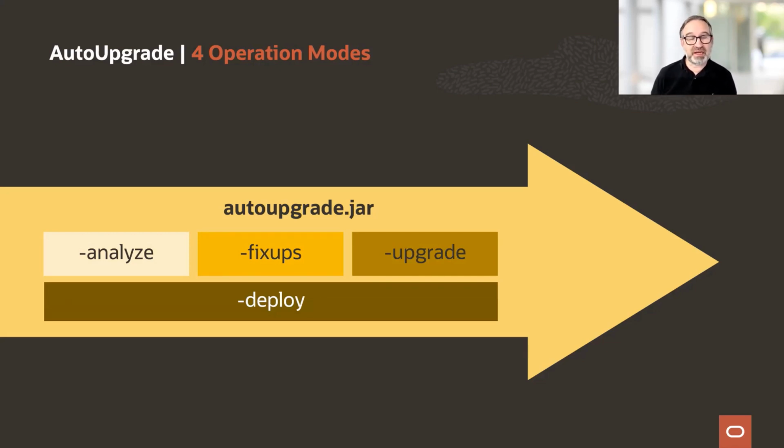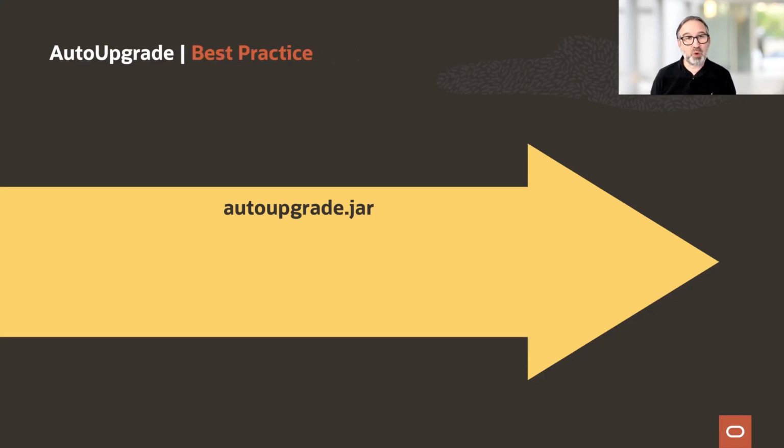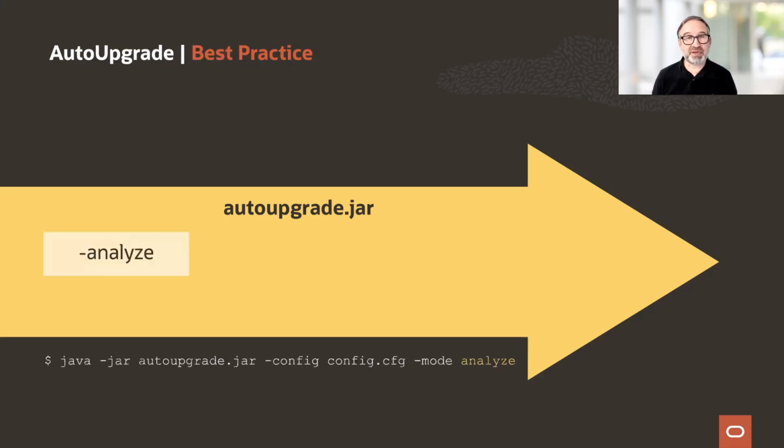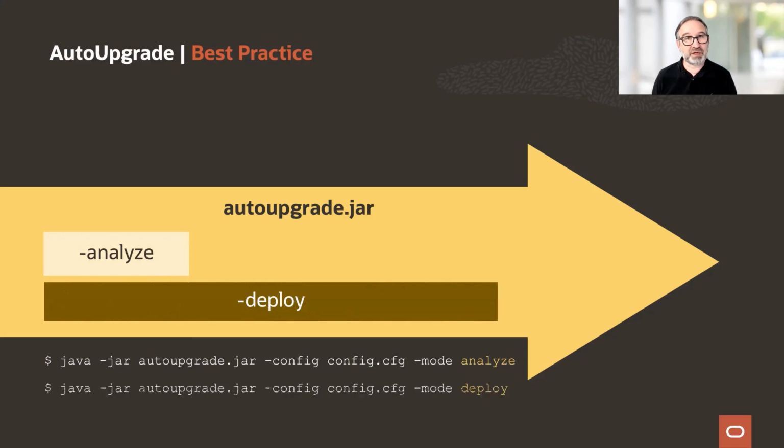Deploy does everything. So what is the best practice? Best practice is you run analyze: java -jar autoupgrade.jar -config, -mode analyze, then you check the HTML or the log file, and then you run AutoUpgrade -mode deploy, and that upgrades the database. That's it. So 2 calls, 1 check in between, just to be on the safe side, and then you kick it off.